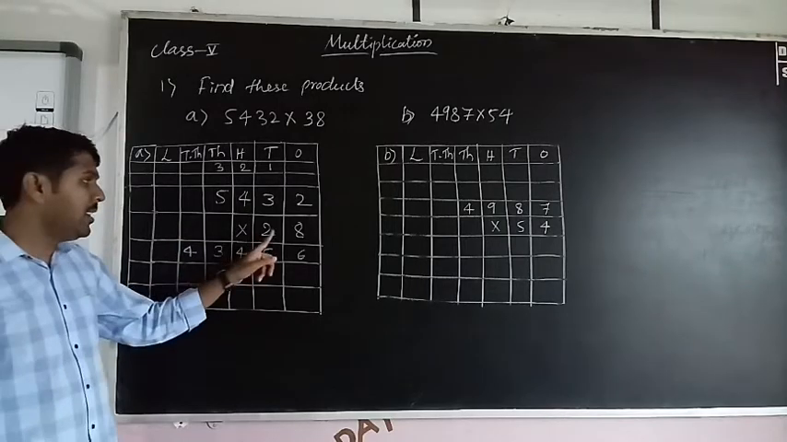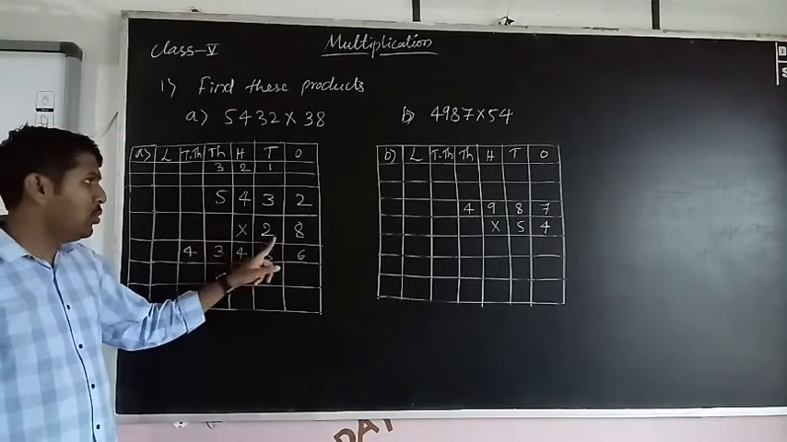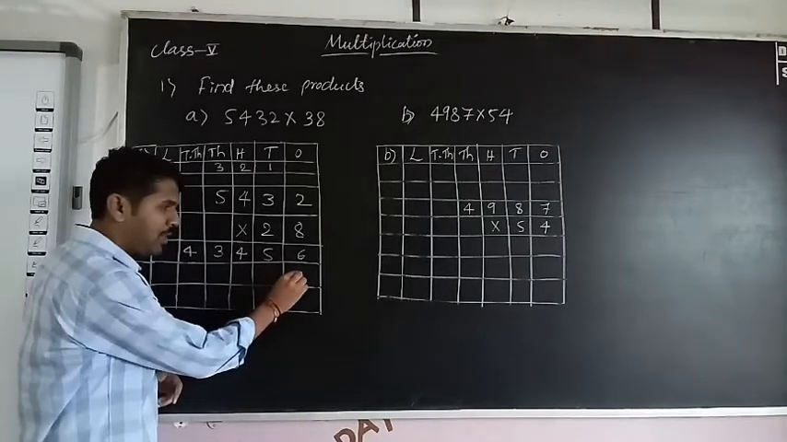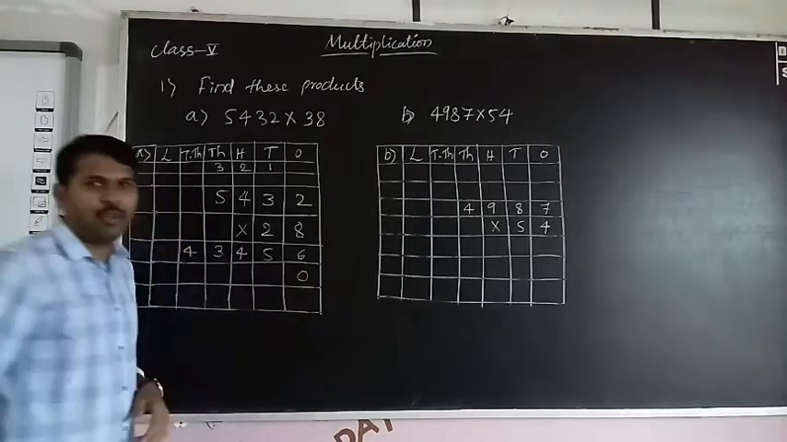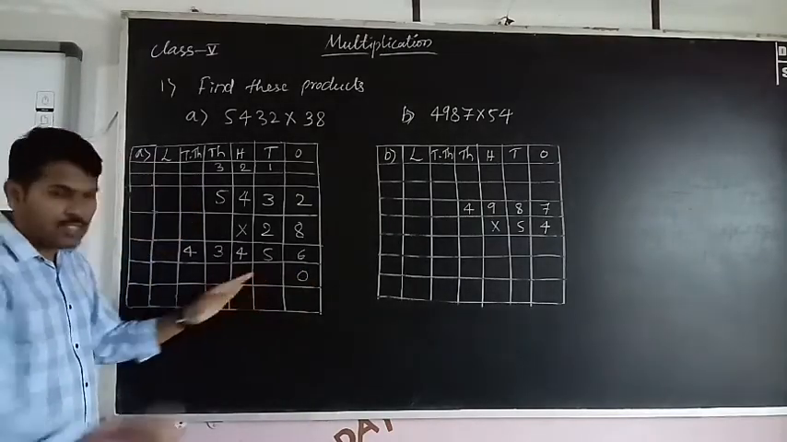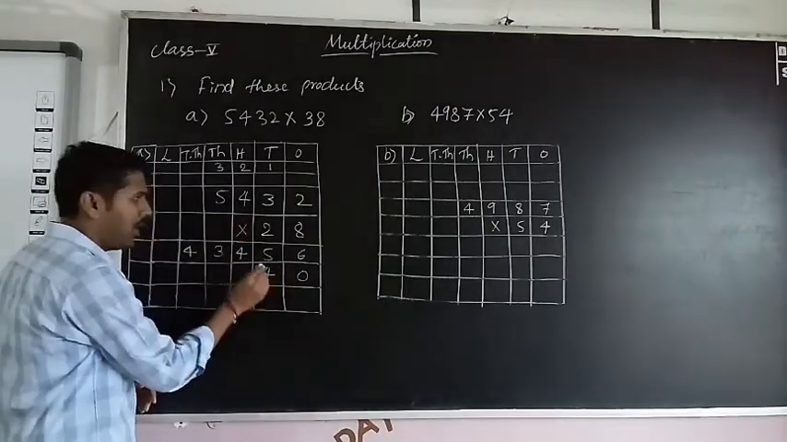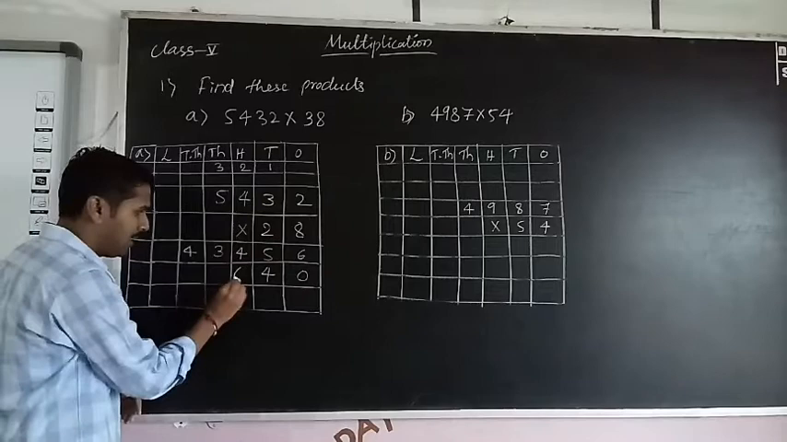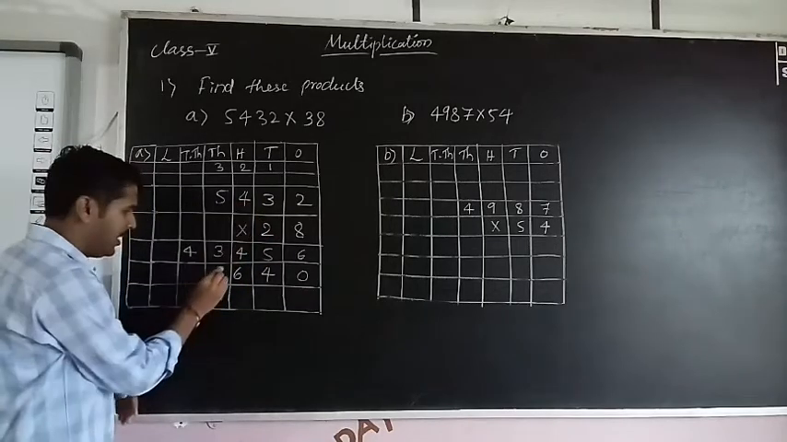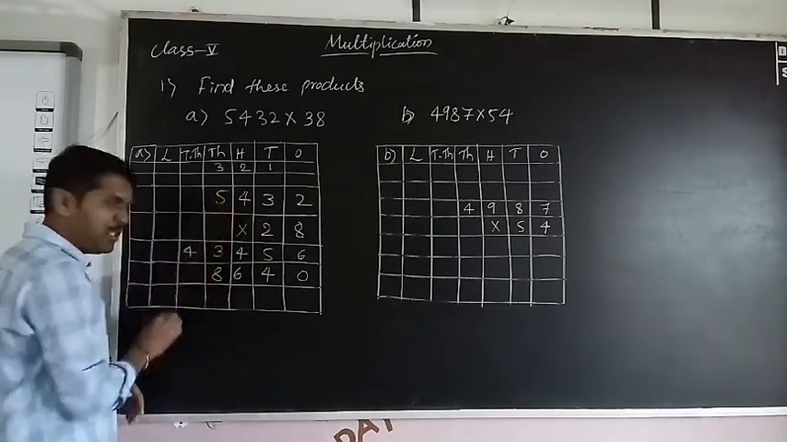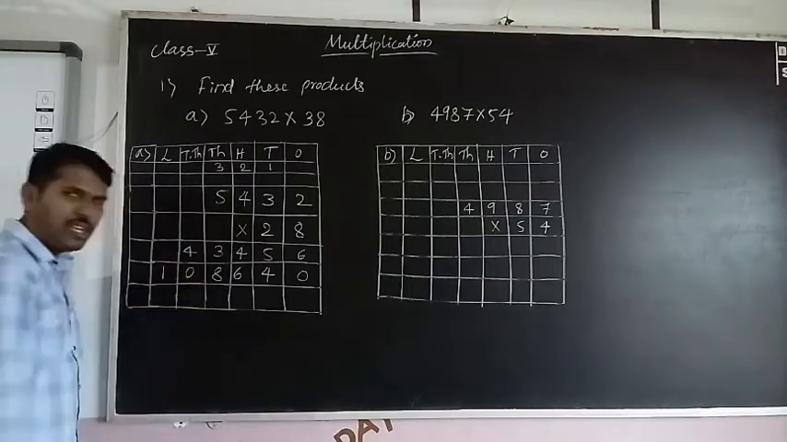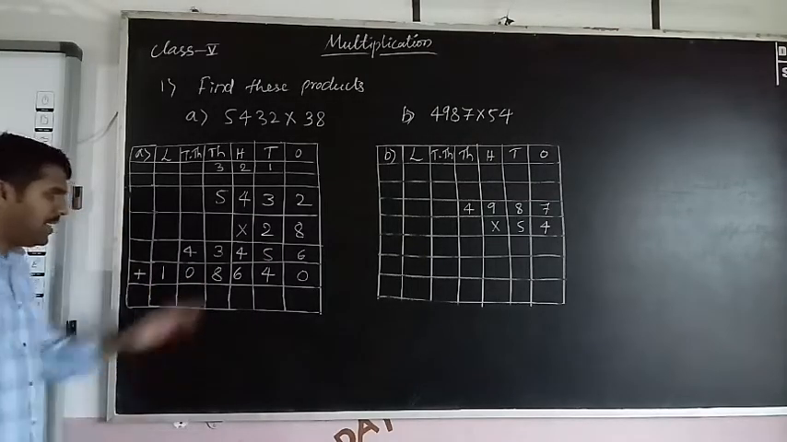Next, again multiply 2. 2 2s are how much? So here take 0. Write down, starting from here, tens place. 2 2s are 4. Next, 2 3s are 6. 2 4s are 8. 2 5s are 10. Now add these two.